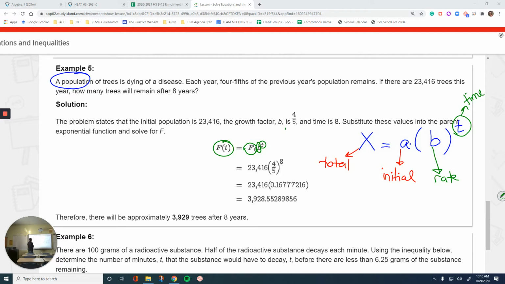A population of trees is dying of a disease. Common sense. If they're dying, it should decrease, right? The number that we have in the parentheses, because this represents the rate, should be less than 1 because they are dying. So each year, 4/5 of the previous year's population remains. 4/5 is what I need in the parentheses. It's less than 1. It's what I have left. So let's get started. In the parentheses, I don't know what my initial number is, but I'm losing 1/5 every year, so that I'm left with 4/5.